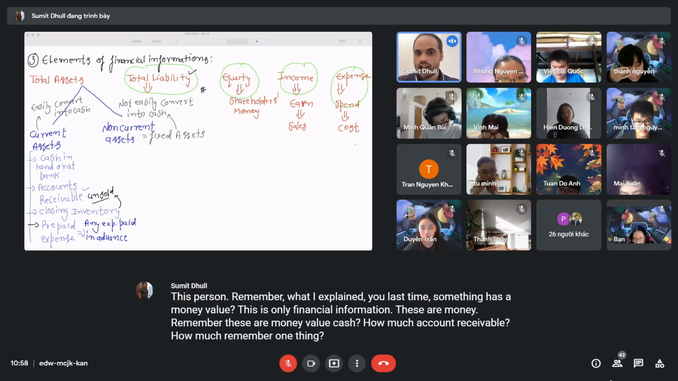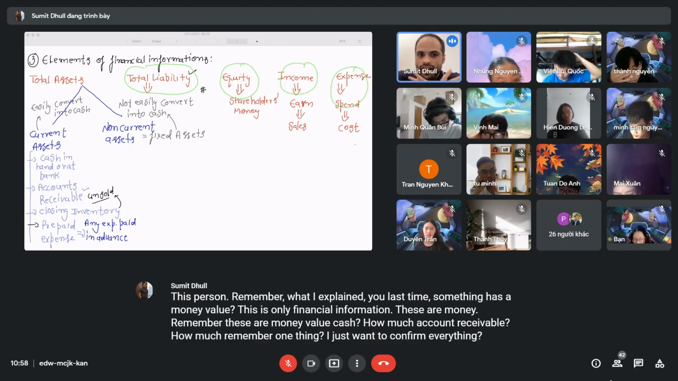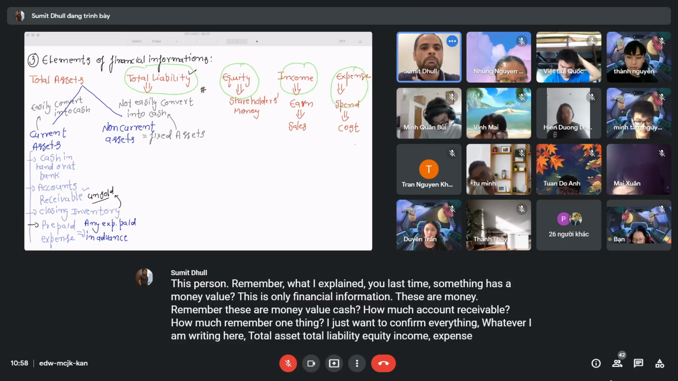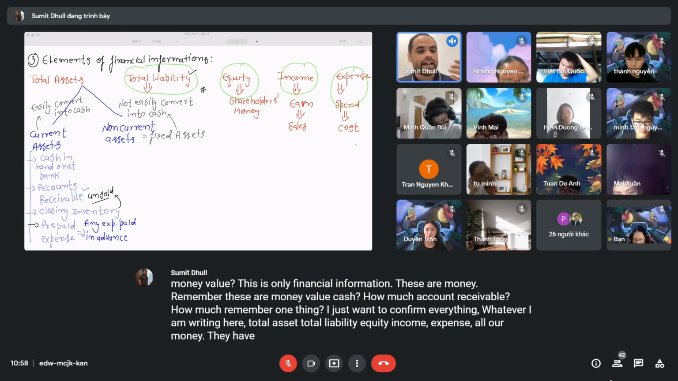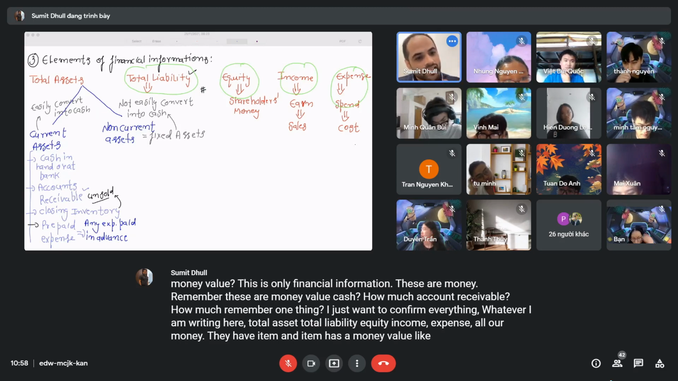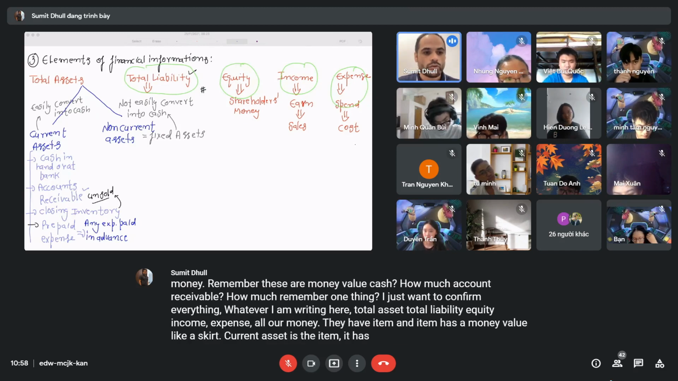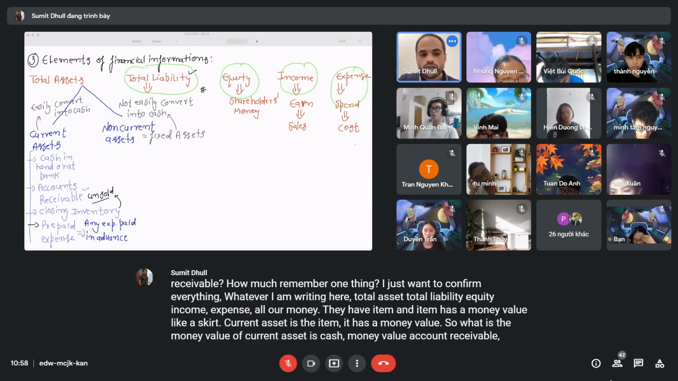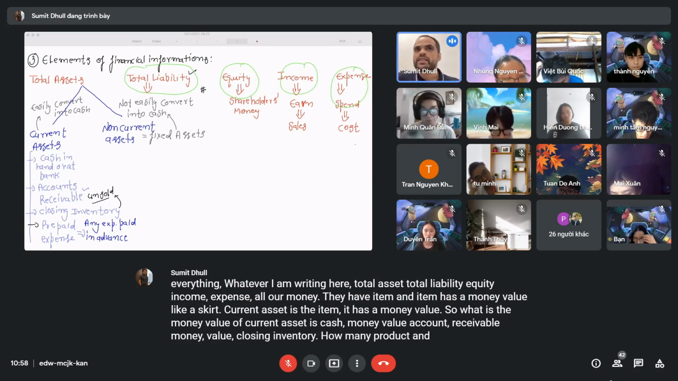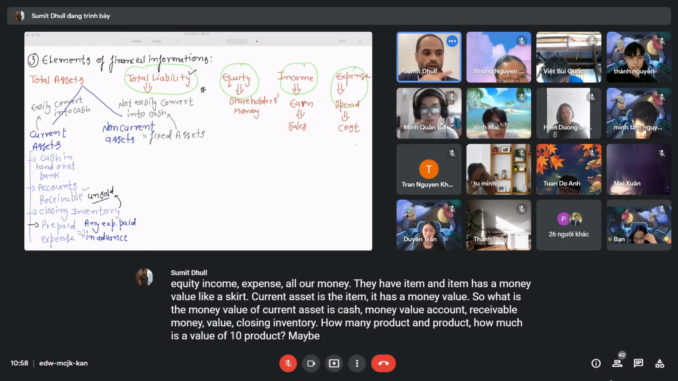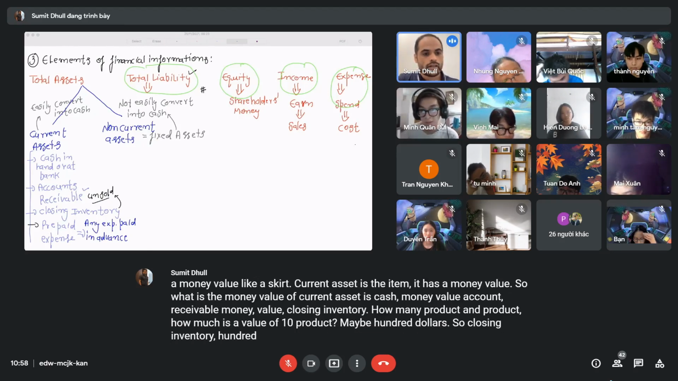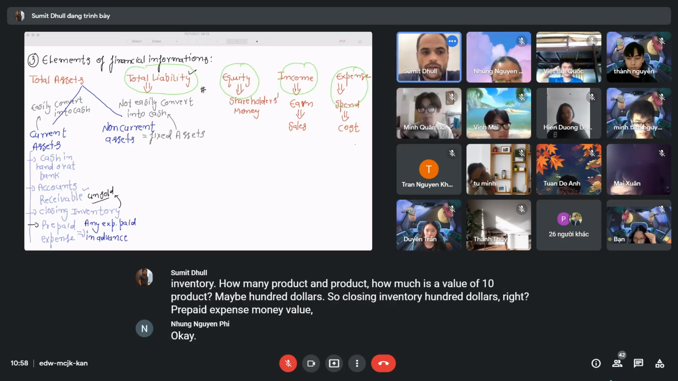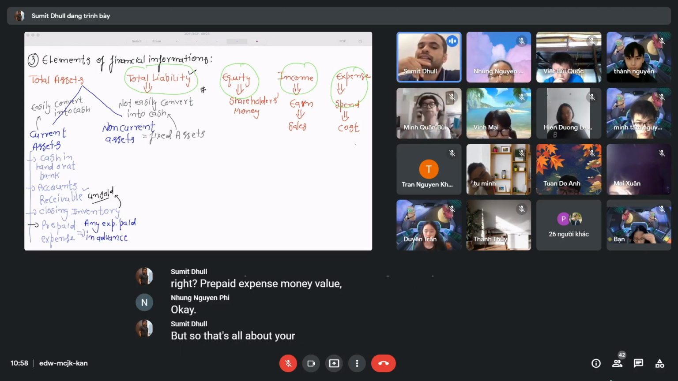Remember, one thing, I just want to confirm everything. So whatever I am writing here, total asset, total liability, equity, income, expense, all are money. An item has a money value, like current asset is the item. It has a money value. So what is the money value of current asset? It's cash, money value. Account receivable, money value. Closing inventory, how many products? 10 products. How much is the value of 10 products? Maybe $100. So closing inventory, $100. All right. Prepaid expense, money value. Okay. So that's all about your current asset.